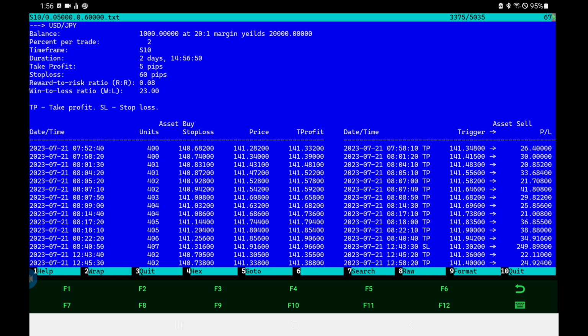Now, my reward to risk ratio is 1-to-12. So for every 12 winning trades, I can expect 1 losing trade. So if I have 12 winning trades to 1 losing trade, well, that means 1 losing trade will wipe out 12 trades of profit. But I have a win to loss ratio of 23-to-1.